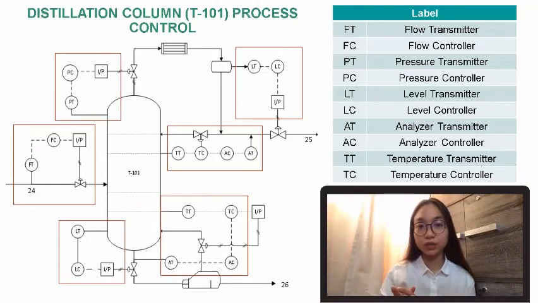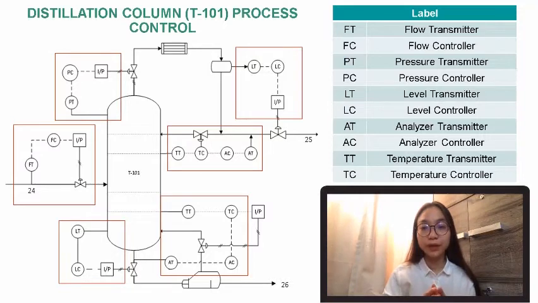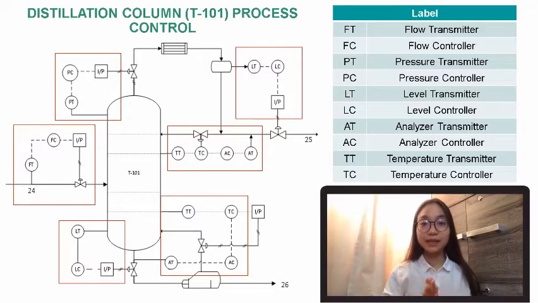A feed-forward type controller is used to control flow to ensure that there is sufficient flow of components going into the column. Meanwhile, a feedback type controller is used to control pressure and level to ensure that there is no overpressure or overflooding of components in the column. Lastly, a cascade type controller is used to detect change in temperature and composition.